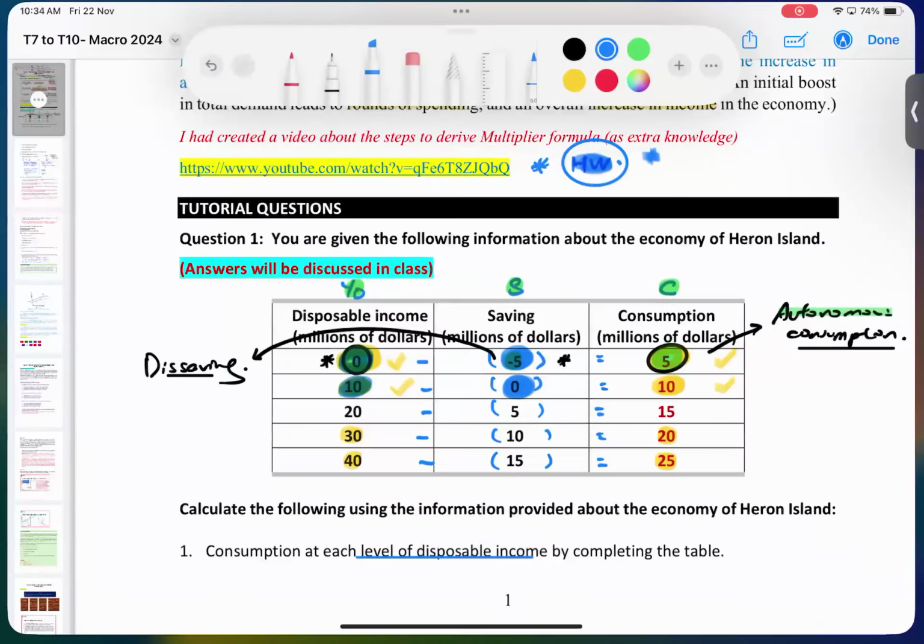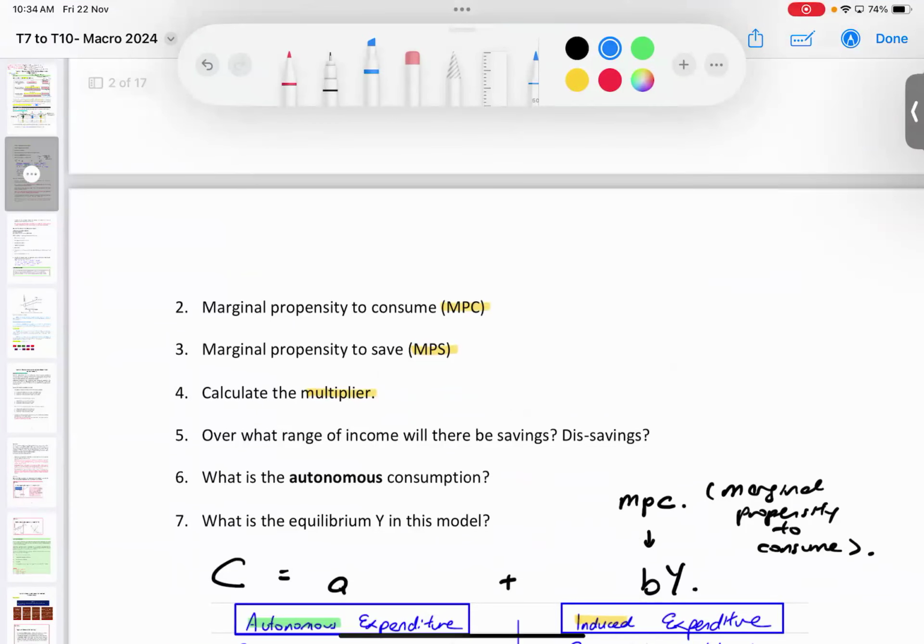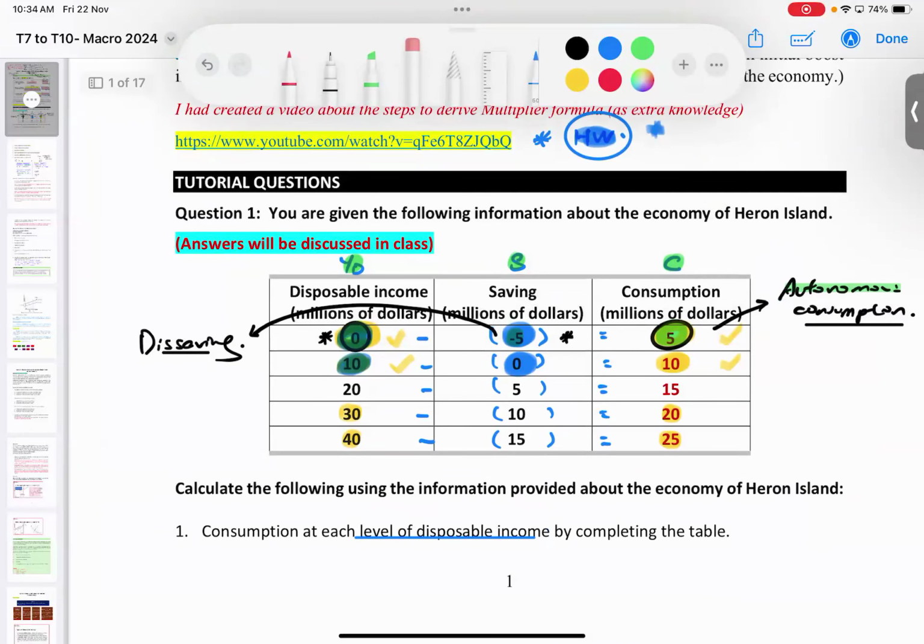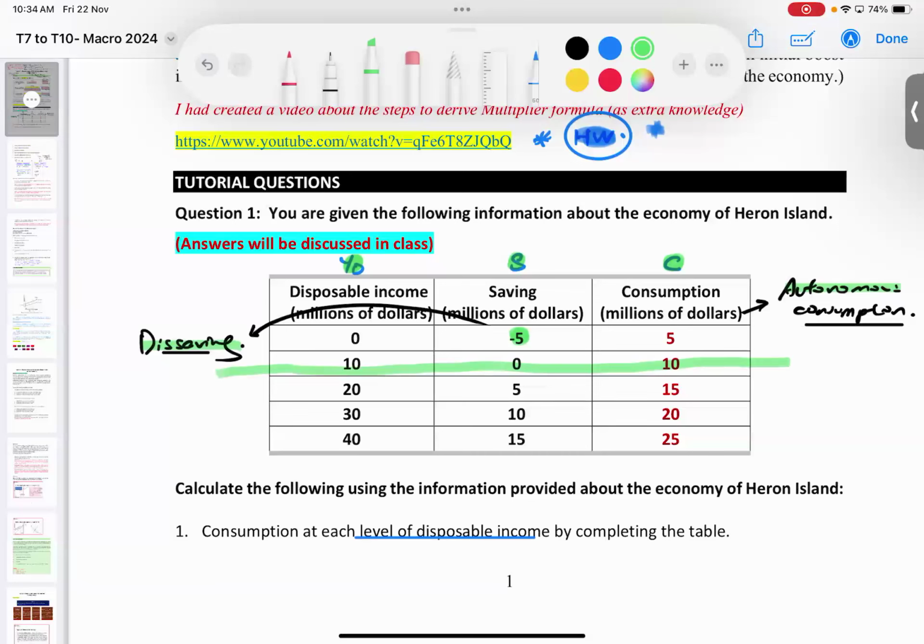Now moving on to the next one, question 5. Over what range of income will they be saving and dissaving? Let me erase all this first. When you do not earn anything, you are dissaving. Now from an income of 10 onwards, you can see your saving starts going up. From the income of 10 onwards, you can start to save money already.